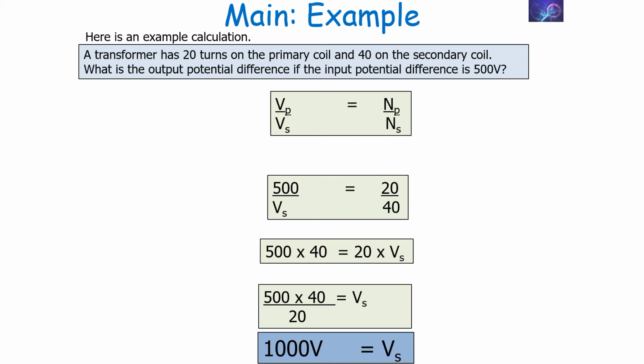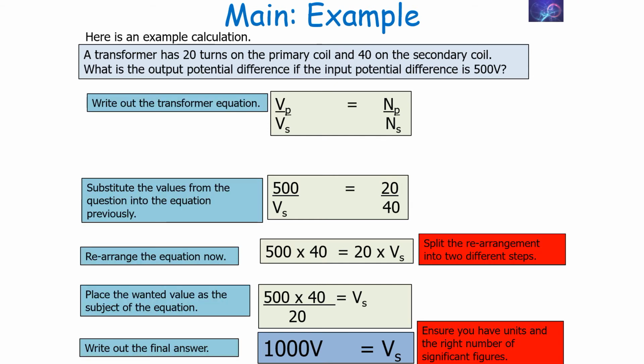Now to work this through, what you would do is firstly write out your transformer equation. You would then look in the question and substitute values from the question into that equation. You then rearrange your equation by placing the values at the bottom at the top of the equation. Now I think it's always important to split your rearrangement into two different steps so you don't make a mistake doing this. So you will see that it will be 20 times Vs, as the bottom value of Vs goes to the top on the other side of the equation, and the same for writing 500 times 40.